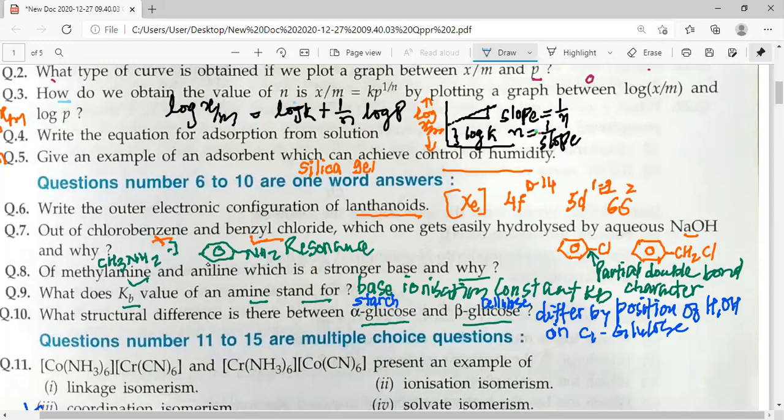Let me explain it once again to you, my dear students. Please pay attention to this, and let me explain. See, if we have this equation, according to the Freundlich equation, we have x by m. Can you see what I'm writing here?